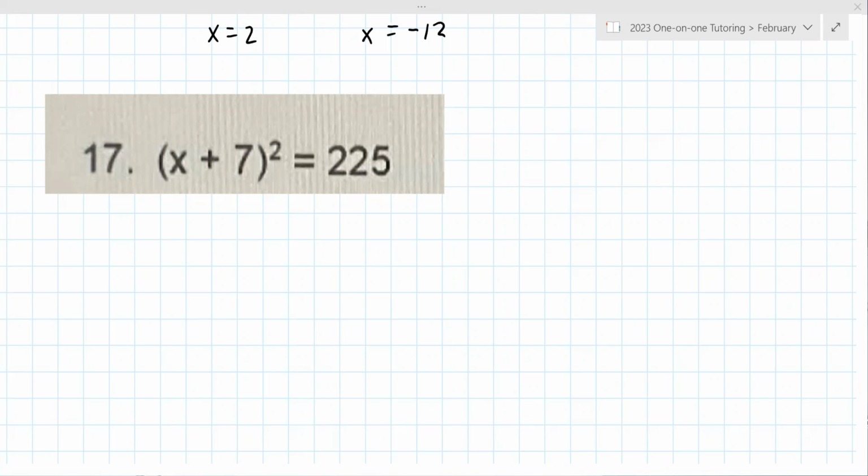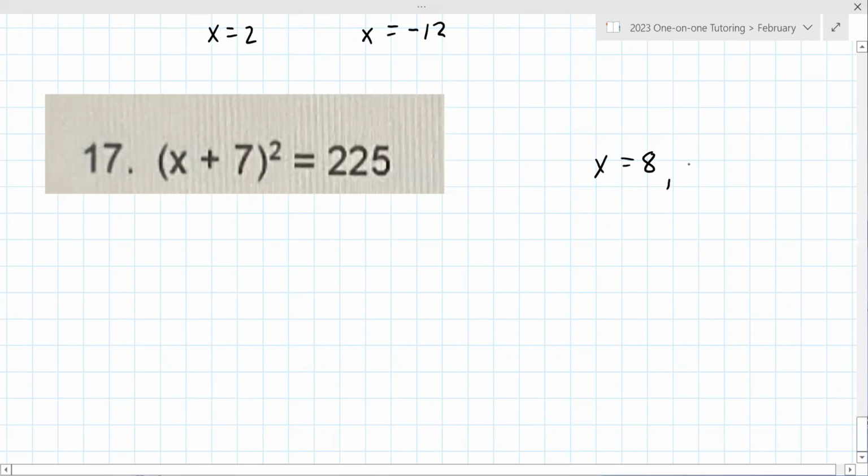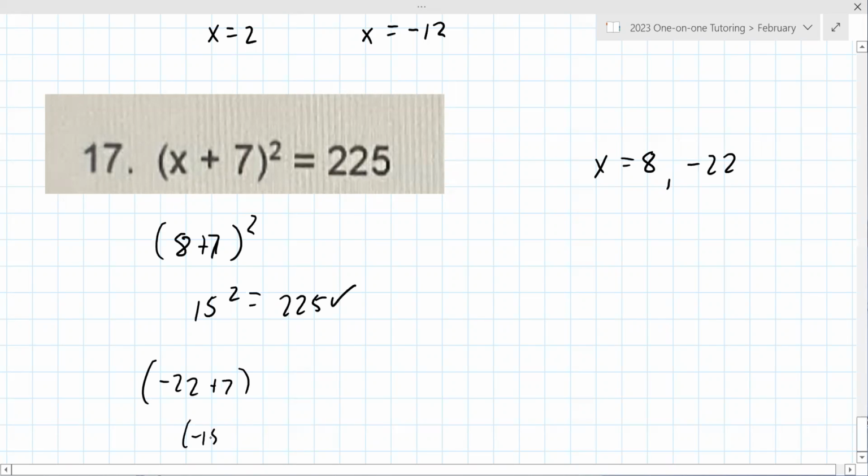All right, x equals 8 and x equals minus 22. Okay, and those are correct. Let me tell you how I'm checking those. 8 plus 7 squared, so is 15 squared 225? Yes, that works out. And then minus 22 plus 7 is minus 15 squared, which is 225. Very good.